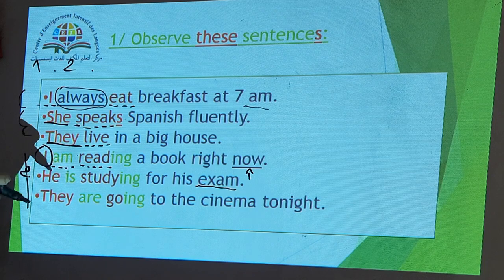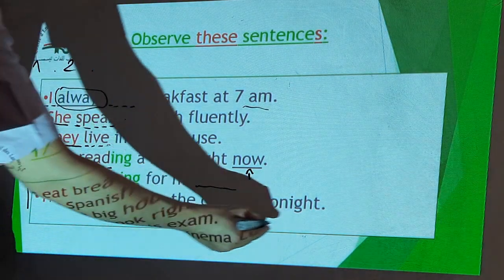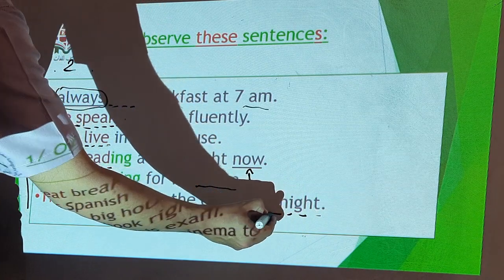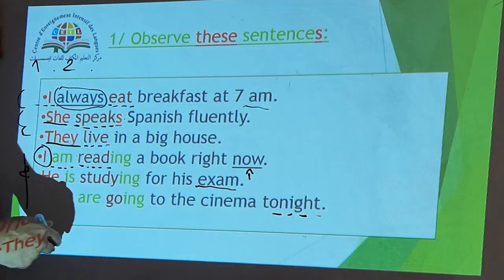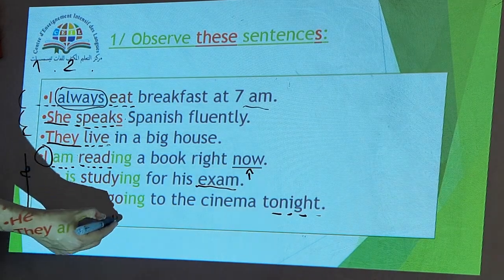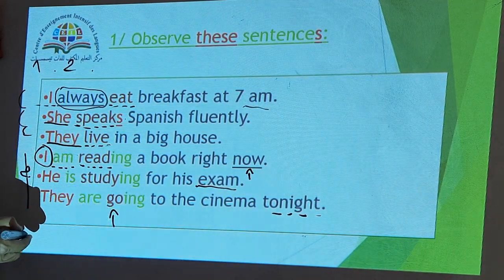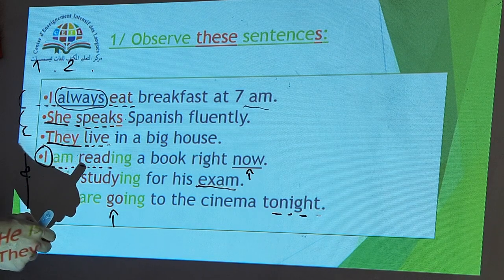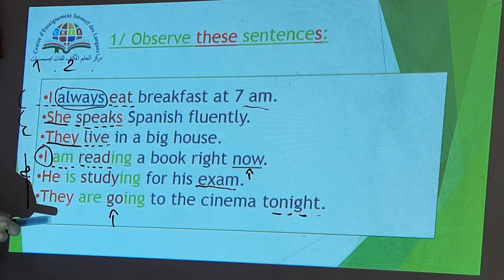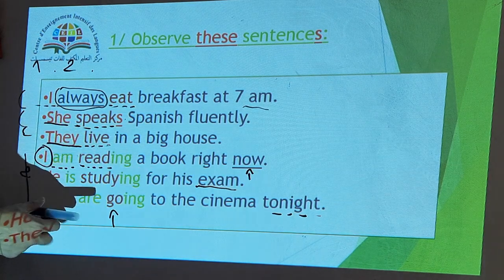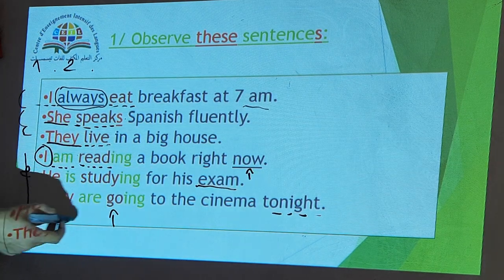They are going to the cinema tonight. Okay? They are going to the cinema tonight. And this is what we call a future plan. So, they are going to the cinema tonight.